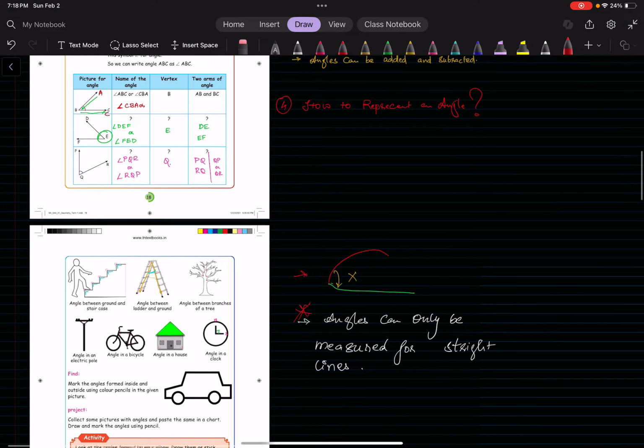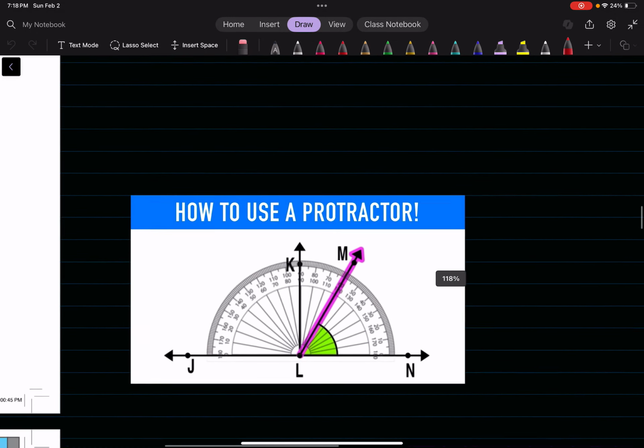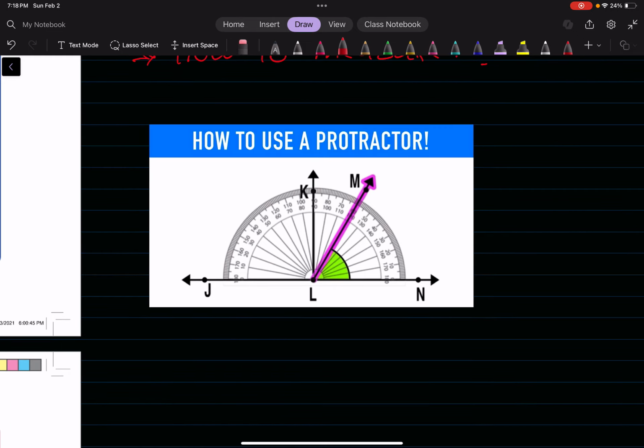So how do we measure an angle? We measure it using a device called a protractor. Let me put the image over here, just give me a second. So the next question is, how do we measure it? What is the device that we use? That's the protractor over here.